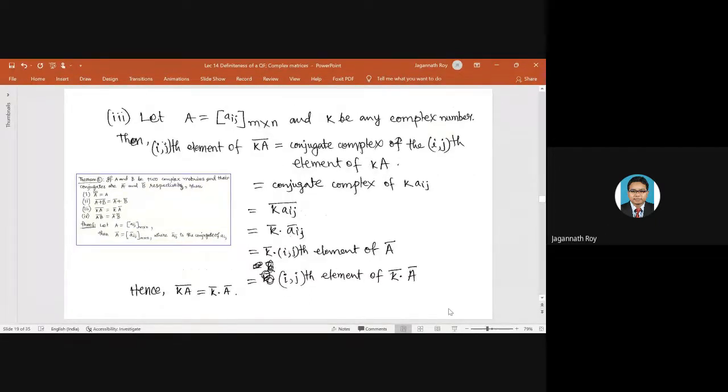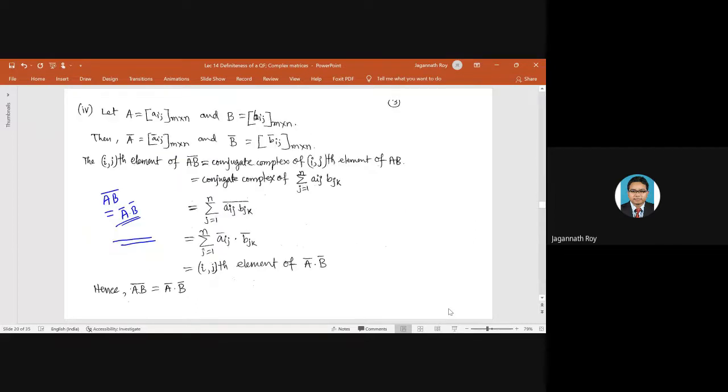So this is the third property. I would again say there is nothing to explain here. If you go through it, you will understand. Your task will be to verify whether whatever is written is correct or not. It is your job to verify.